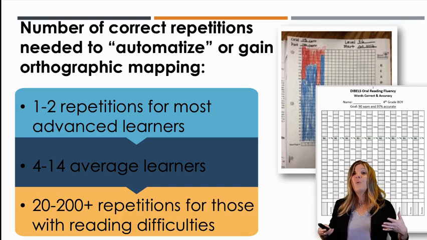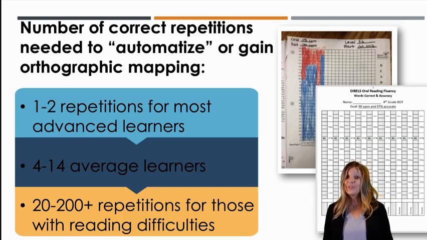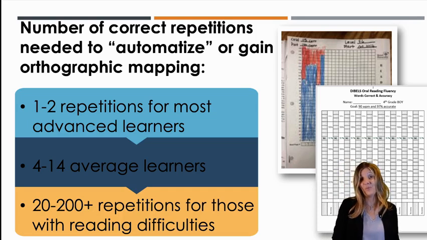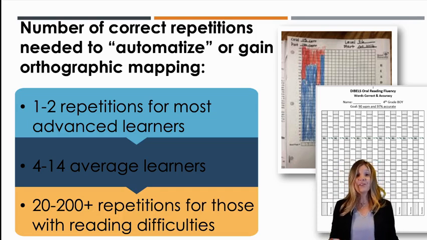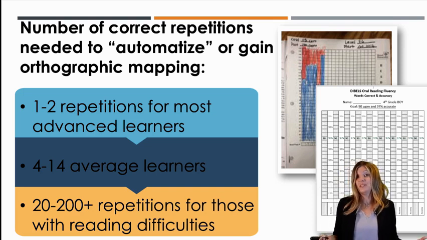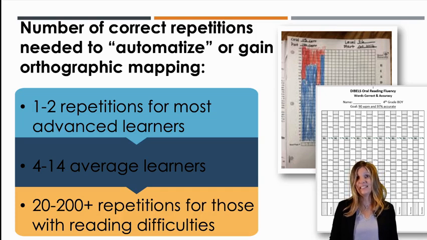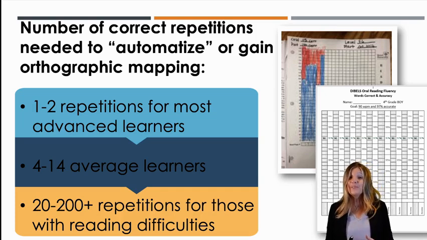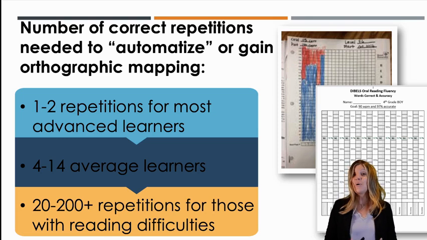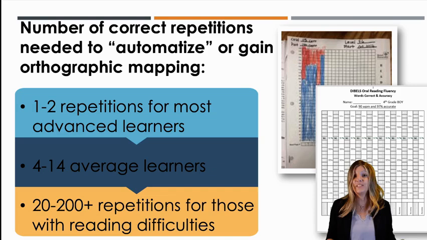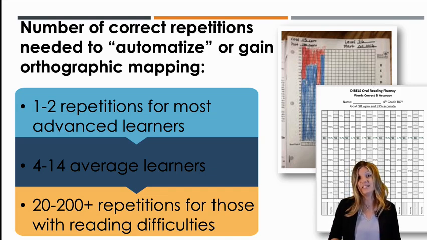And that can be way different for students who reading comes easily to, and for those that reading comes more challenging to, right? So for advanced learners, it might be 1 to 2 repetitions. They can read accurately and fluently the first time. For average learners, it takes 4 to 14 repetitions for that orthographic mapping to take place. And for struggling readers or readers with dyslexia or other reading disabilities, it could take 20 to 200 repetitions for them to get that automaticity.